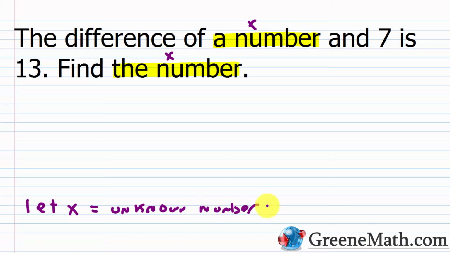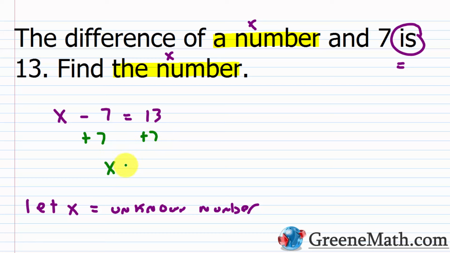Okay, so what can we say here? The difference of, we have x and 7. So the difference of x and 7, x comes first, so we'd have x, and then we have minus, we've got our 7, and then we've got our is, okay, this means equals, and then we have 13. So essentially we have x minus 7 equals 13. To solve this for x, we add 7 to both sides of the equation. We get x is equal to 20. So the difference of 20 and 7 is going to be 13. That's correct, right? 20 minus 7 is 13. So we can say our unknown number here is 20.